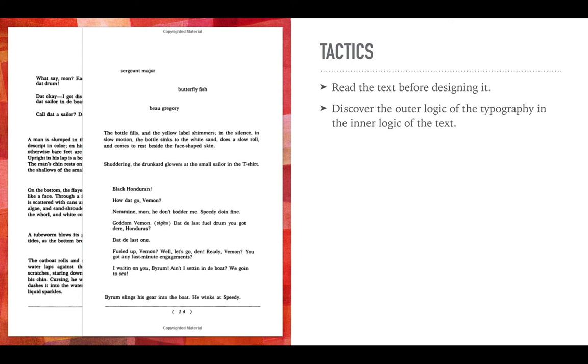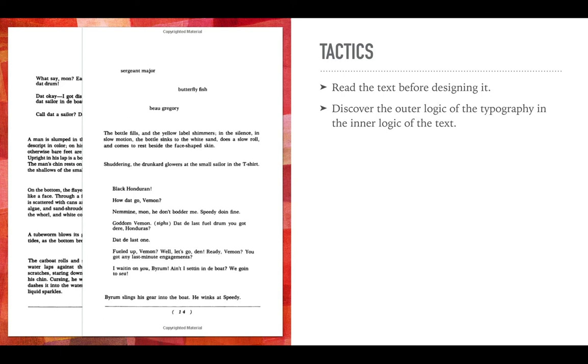thought, speech, and action. So if you take a look at this, you have the way that this particular text flows. If you'll notice, there's a kind of an organic feel up at the top. Sergeant Major, Butterfly Fish. These are thoughts that are going through a particular person's head. Then you have actions. The bottle fills. The yellow label shimmers. Then you have text that is set with a wider margin on the left side, an indentation. That shows speech. Black Honduran. How'd that go, Vernon? That's speech.